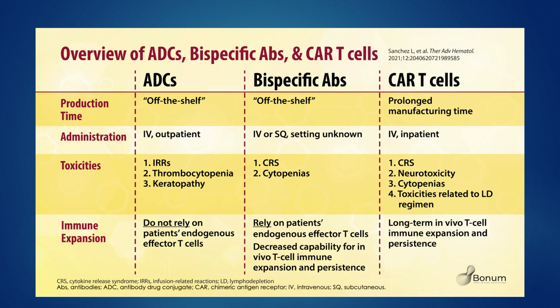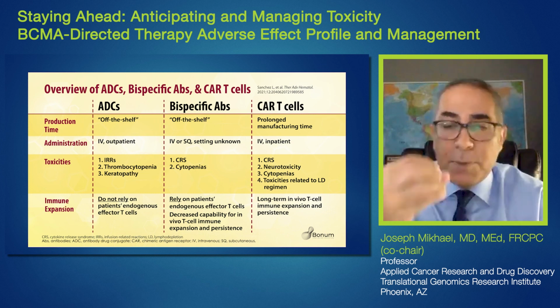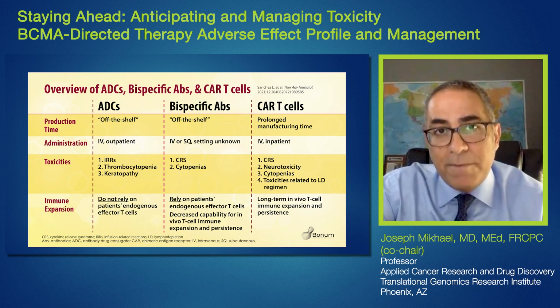The toxicities for ADCs are mostly quite manageable with respect to the infusion reactions and cytopenias, but it's the ocular toxicity, that frequent keratopathy evaluation. Bispecifics seem to have a lighter version of CRS and cytopenias than CAR T, where obviously this is a critical feature early on, but eventually those patients, of course, can come off therapy. In ADCs, we're not really relying on a patient's own inherent T cells, but we are doing so for bispecifics and CAR T cell therapy. So I hope this kind of summary helps bring all the things we've discussed together.